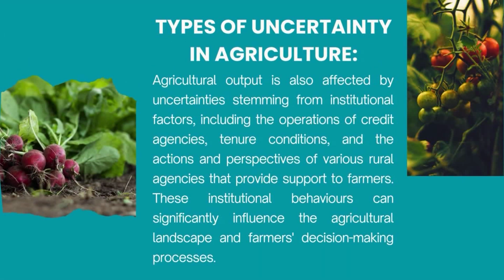Further, agricultural output is also affected by uncertainty stemming from institutional factors, including the operations of credit agencies, tenure conditions, and the actions and perspectives of various rural agencies that provide support to farmers. This institutional behavior can significantly influence the agricultural landscape and farm decision-making process. With this, I conclude today's session. In the next sessions, we will discuss measurement of risks and uncertainty in agriculture.